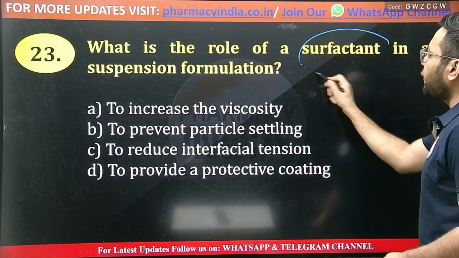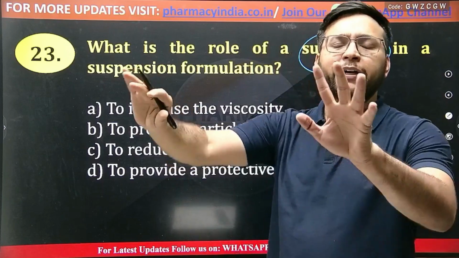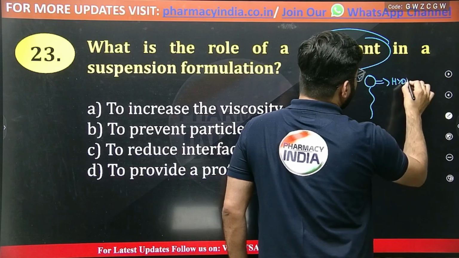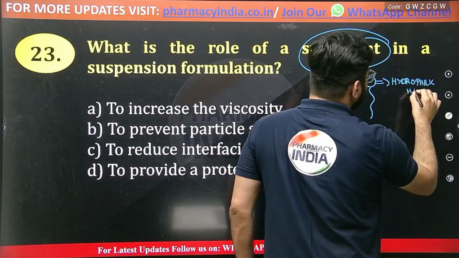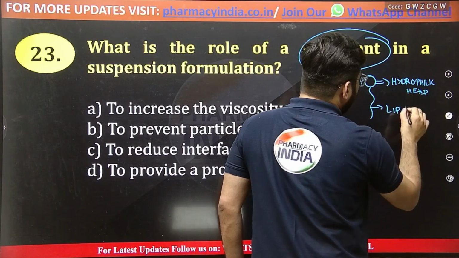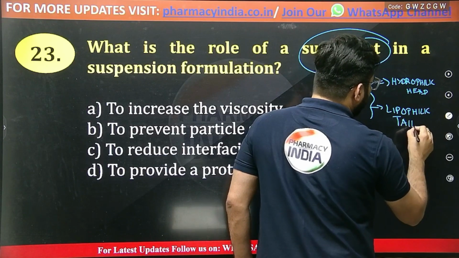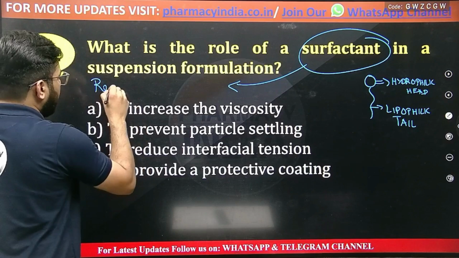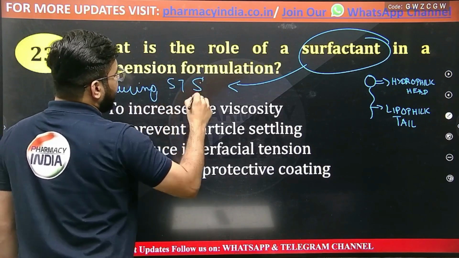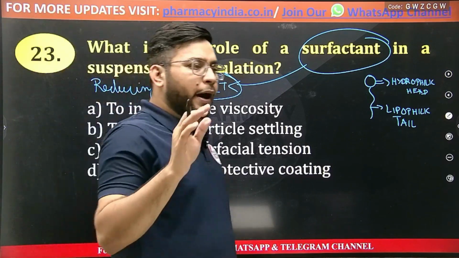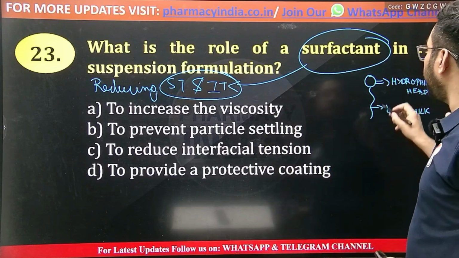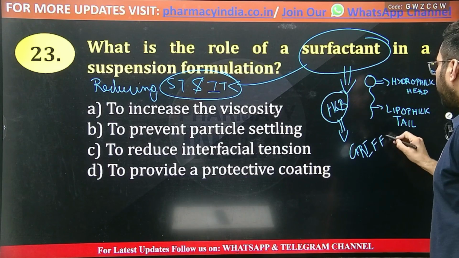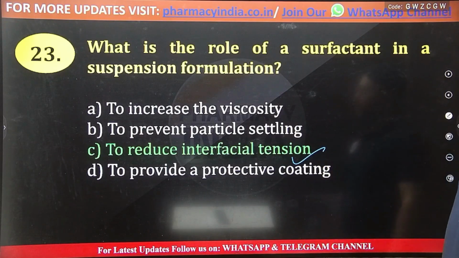What is the role of surfactant in suspension formulation? Let me clarify. Surfactant has a structure like a sperm. This is the structure. This is a hydrophilic head and a lipophilic tail. Hydrophilic head and lipophilic tail are the two main components, and surfactant works by reducing surface tension and interfacial tension. Yes. And surfactant is characterized by the HLB scale. HLB scale means hydrophilic lipophilic balance, which was discovered by Griffin. So the correct answer is to reduce interfacial tension. Now moving on to the next question.